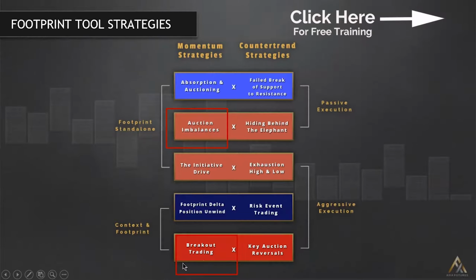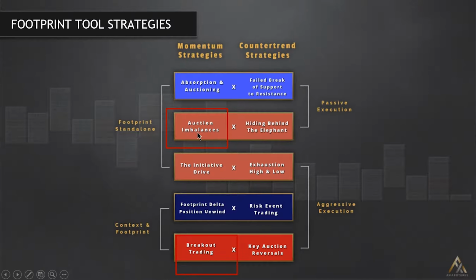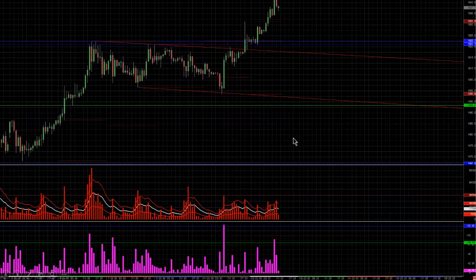We're going to look at two trades. One's a breakout trade and one is an auction imbalance trade. The breakout trade will be in the gold, and the auction imbalance in the oil market. So straight into it then, and the best place to start is with this pretty little picture.